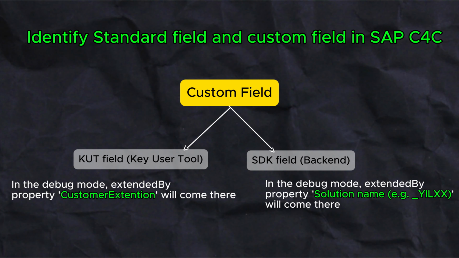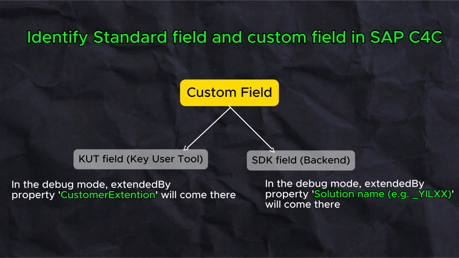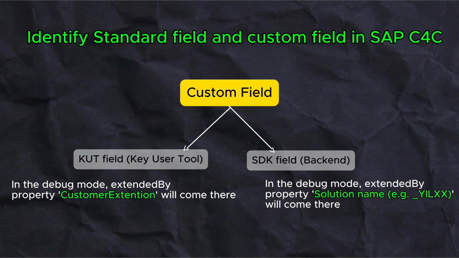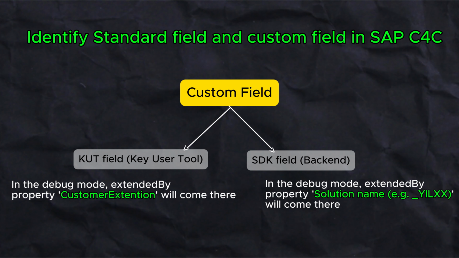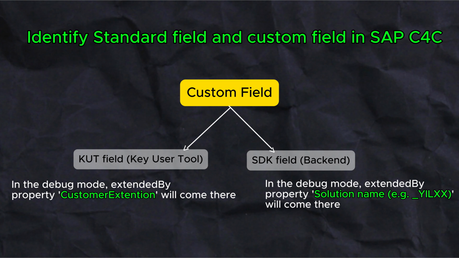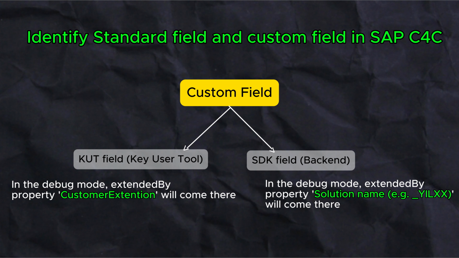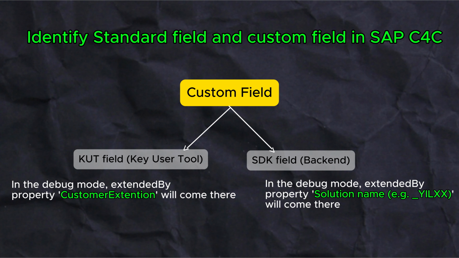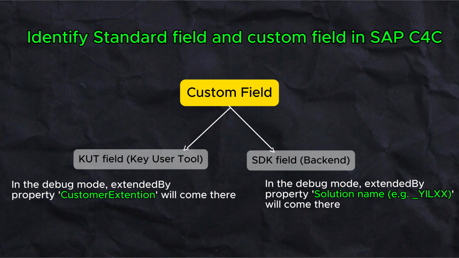So this is the way we can identify whether a particular field is a custom field or standard field. If the extended by property comes with your solution name, that means it is a backend field. If it comes as the customer extension property type, then it is a KUT field. I hope you understand the difference between standard field and custom field.